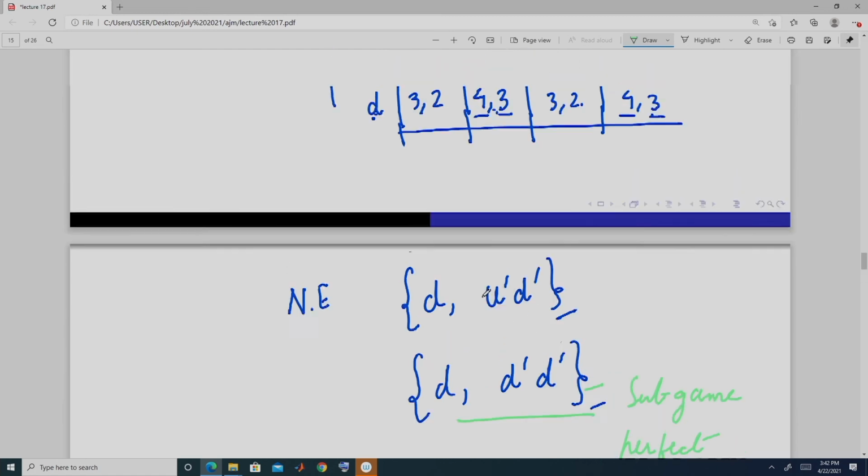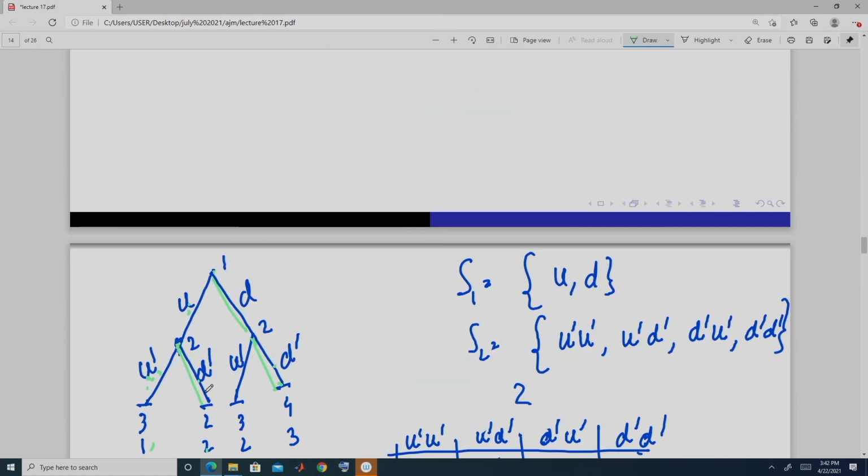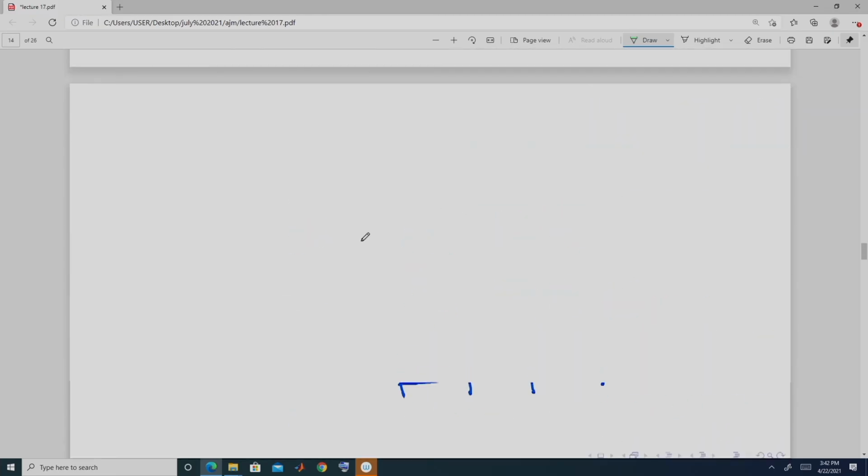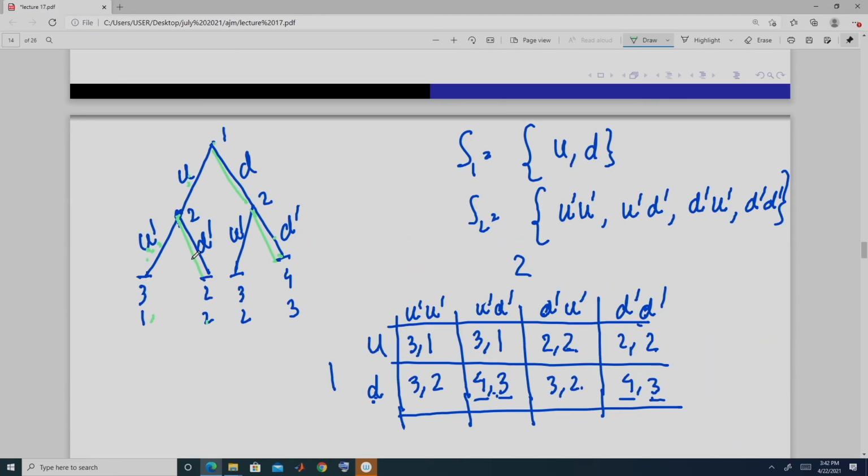But this, it is always going to choose this here in this subgame and this in this subgame. So, that is why this is a subgame. So, we have a Nash equilibrium in each subgame here in these strategies. But here this u dash is not a subgame if we take this. Okay.